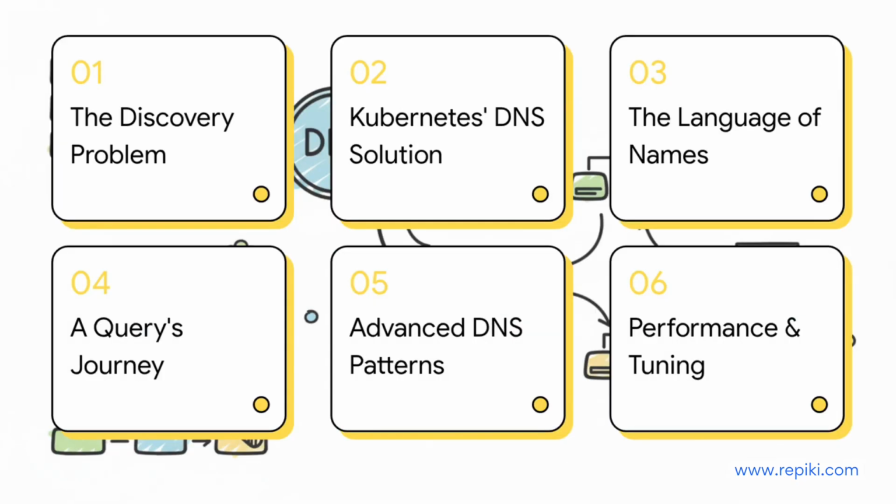So here's our game plan. First, we'll tackle the core problem. How do things even find each other? Then we'll meet the star of the show, CoreDNS. We're going to learn the secret language of Kubernetes service names and then follow a DNS query on its journey and uncover a really sneaky performance trap. After that, we'll get into some advanced patterns and finish up with the good stuff, how to keep it all fast and fix it when it breaks.